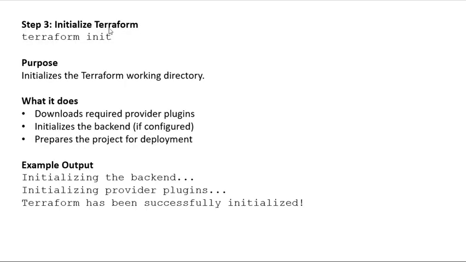Step 3 is initialize Terraform. Terraform init initializes the Terraform working directory. What it does: downloads the required provider plugins, initializes the backend if configured, and prepares the project for deployment. Example output: initializing the backend, initializing provider plugins, and Terraform has been successfully initialized.